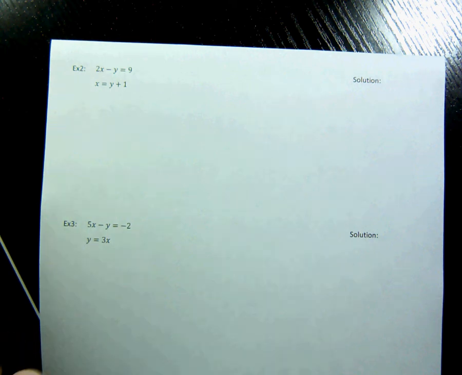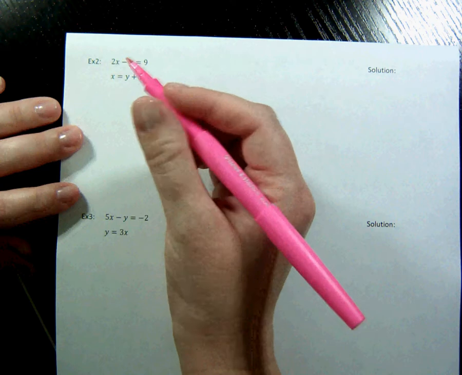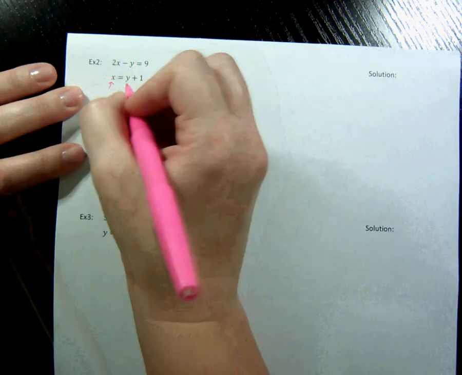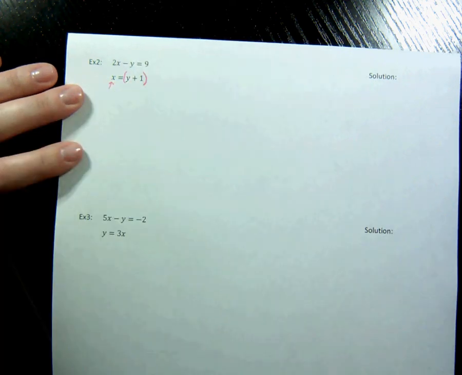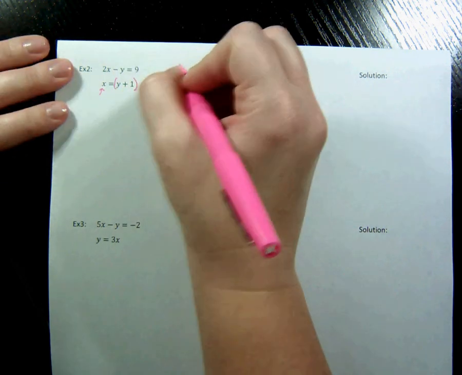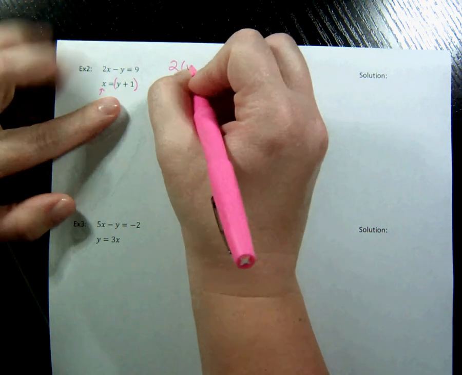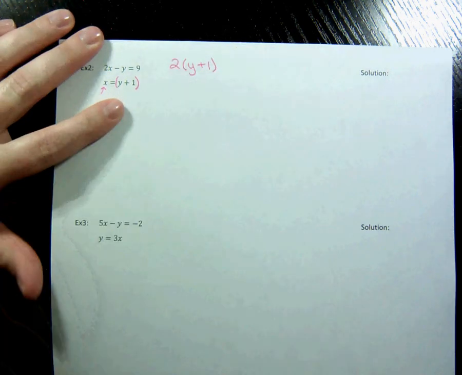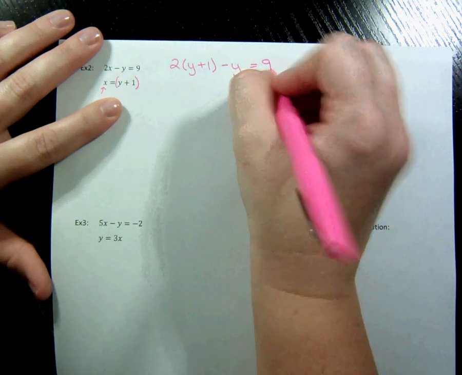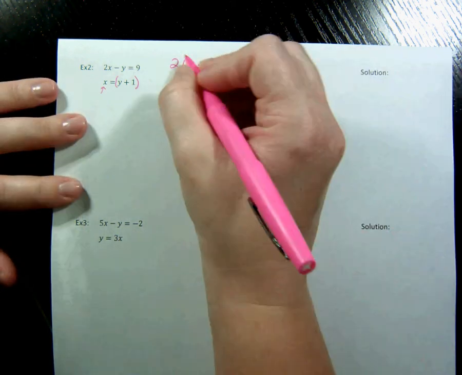Alright, in example 2 we need to find an isolated variable. We either need to isolate it or pick the equation that has the isolated variable. You notice here x is isolated, so x equals y plus 1. I like to put that part in parentheses so I don't get it mixed up. Now I'm going to make the substitution, so the 2 from the original equation is still there. Then I'm going to replace x, or substitute x, with y plus 1. Then minus y equals 9. So it's like you're combining the two equations using that substitution method.